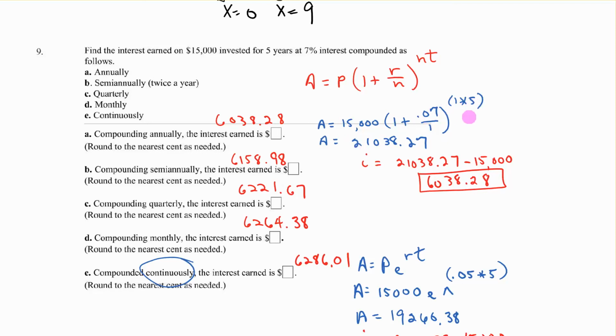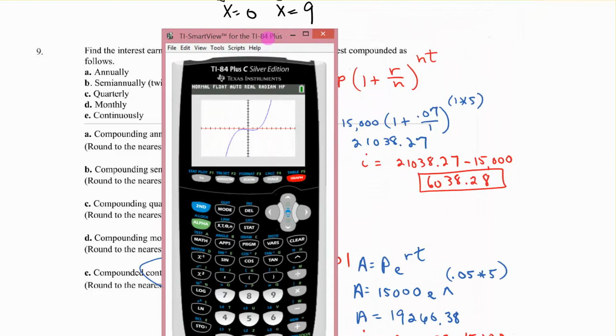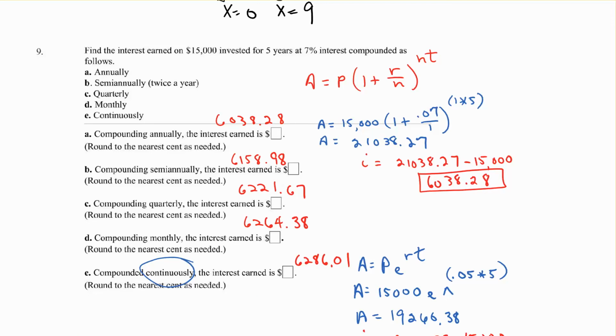We do that calculation and get 21,038.27. That's how much money we end up with. So to find out how much the interest was earned, take this number we find here and subtract your 15,000. You get 6038.28. And if you want to do this on the calculator, be careful trying to put all that in at once.